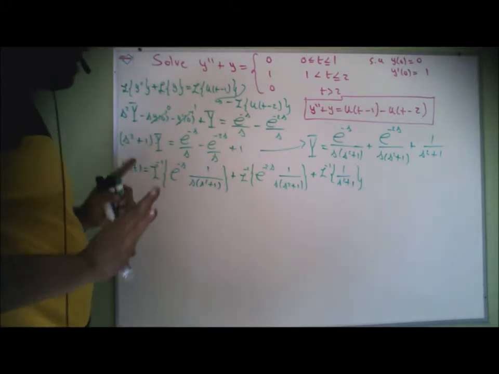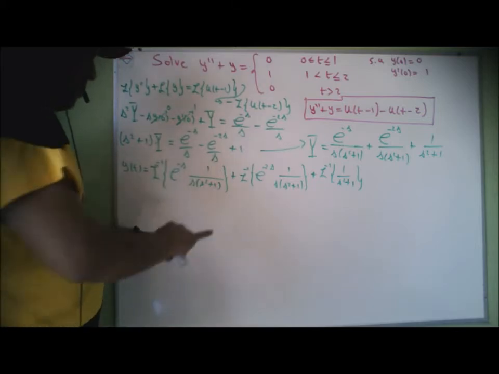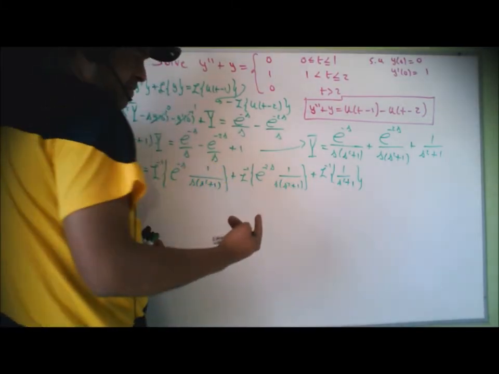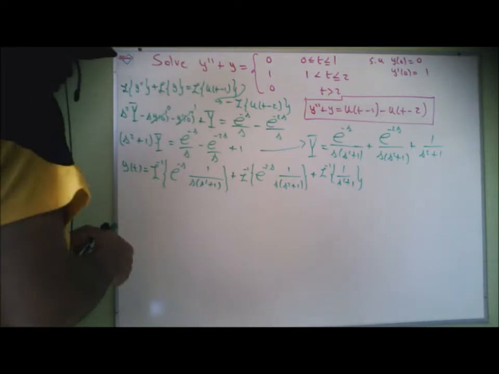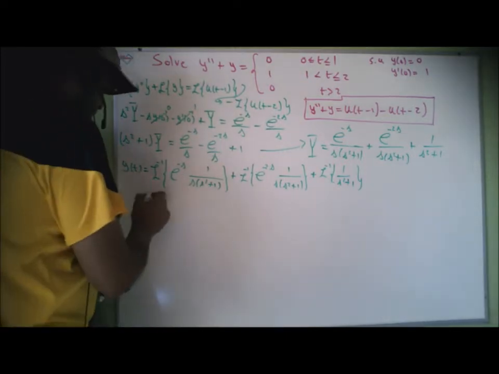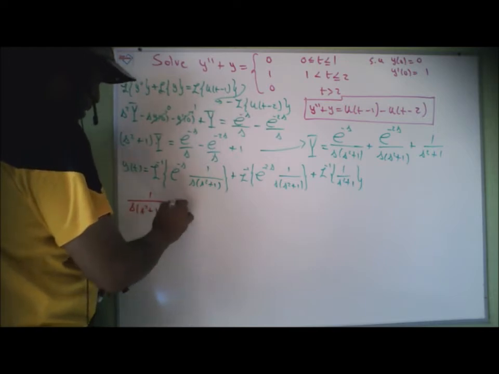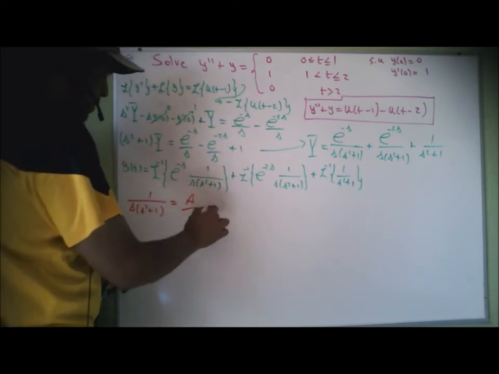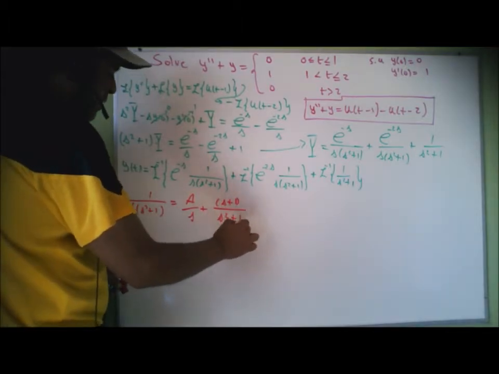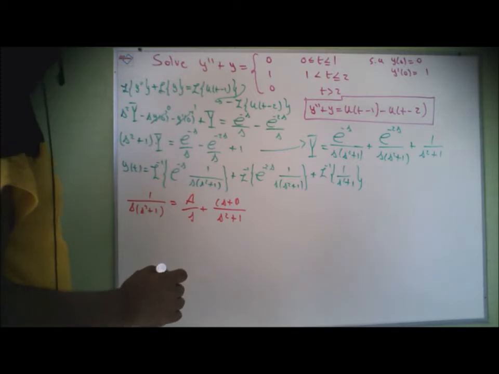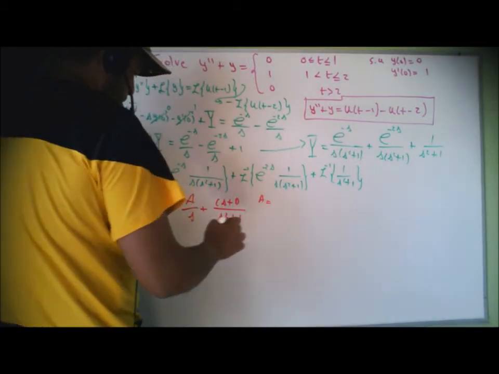Now, before applying the formula, we have to do the partial fractions of this. Because this and this are the same, we can do it together. So I'm going to do the partial fractions of this. 1 over s squared plus 1 is going to be a over s plus cs plus d over s squared plus 1.